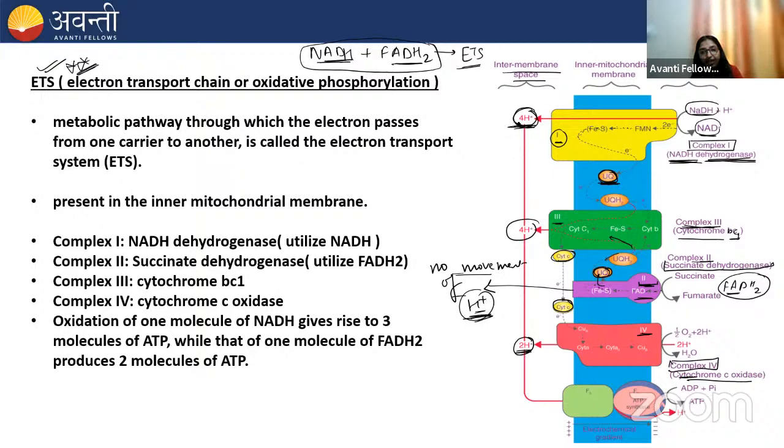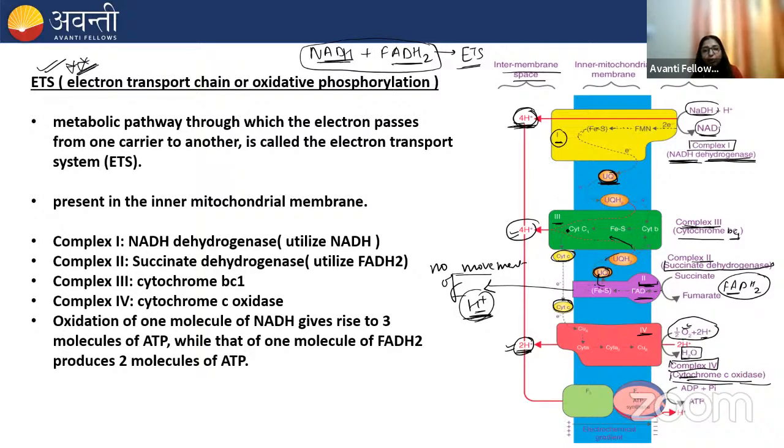At complex 1, it is 4 protons. At complex 3, it is 4 protons. But at complex 4, it is 2 protons. Okay. And the electron from complex 4 is received by this oxygen. That is why we say that in aerobic respiration, the final electron acceptor is oxygen. And this oxygen will receive the electron and 2 hydrogen from the matrix, and it will be reduced to water.